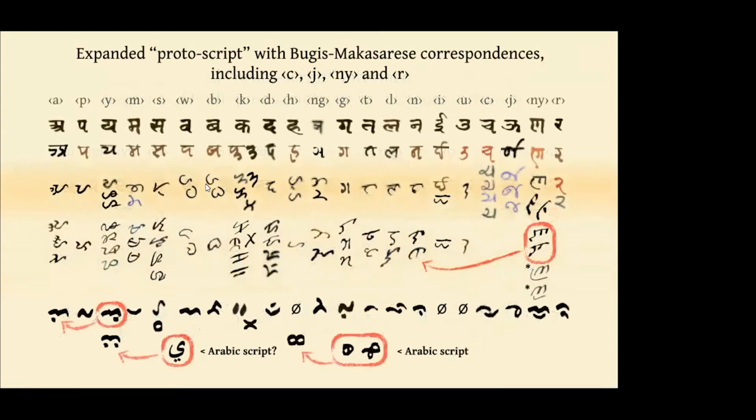And here I've just added 4 letters at the end from Bugis-Makasarese script that don't have any counterparts in the Philippine script to show that they also correspond quite closely through systematic changes to the Nagari and especially Gujarati letter shapes. So you get an idea of the overall look of Bugis-Makasarese script here.